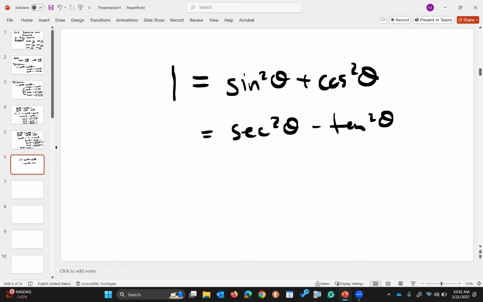What else? You don't need to copy this down. I just kind of think it's kind of crazy the fact that cosecant.